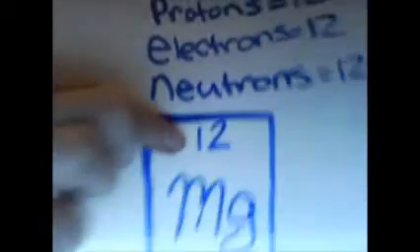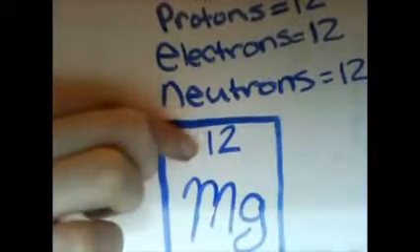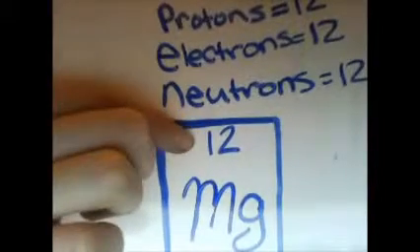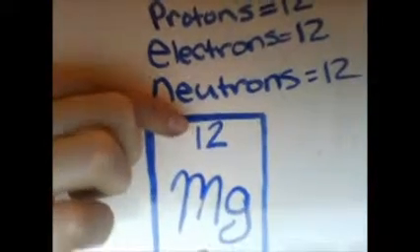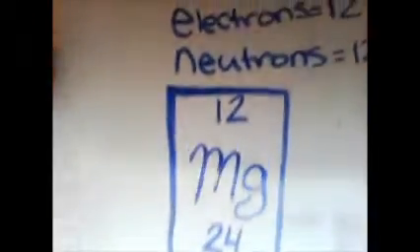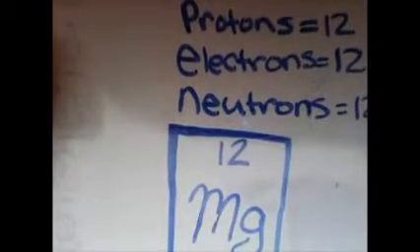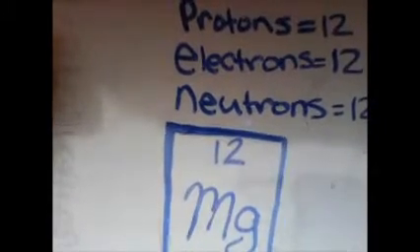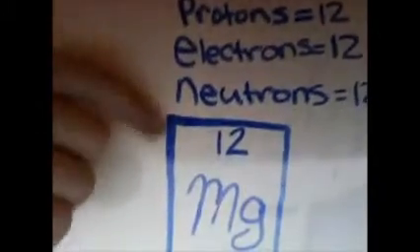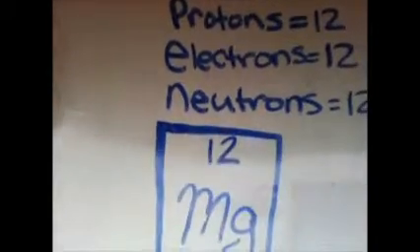Now we're going to find out how to get those. Right here, you see this top number? We're going to take this top number and look at it, and notice that that's going to be the protons and the electrons. That is actually going to be the same number because they're both the same. They're not the same thing, but they're going to be the same number in each atom. So, in this one there's 12, so I put down 12 for both of those.